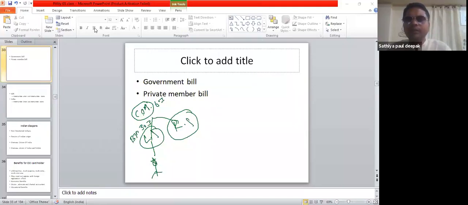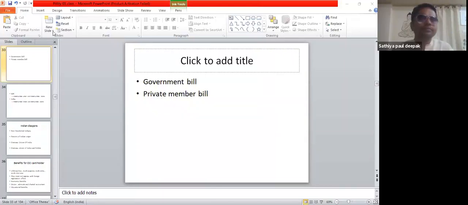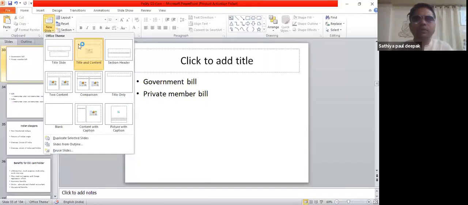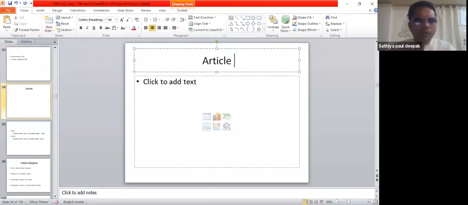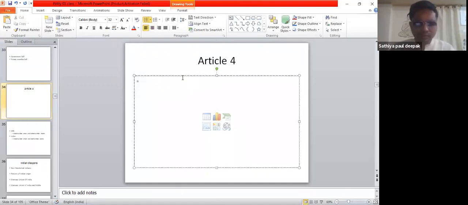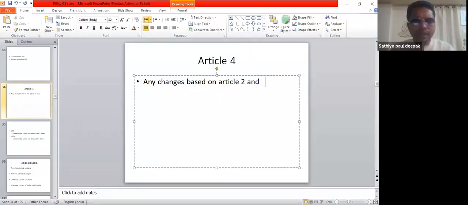Okay, done. Now let us talk about Article 4. Article 4 talks of two things. One is, whenever you are making any changes based on Article 2 and Article 3, any changes based on Article 2 and Article 3 shall be done by a simple majority.